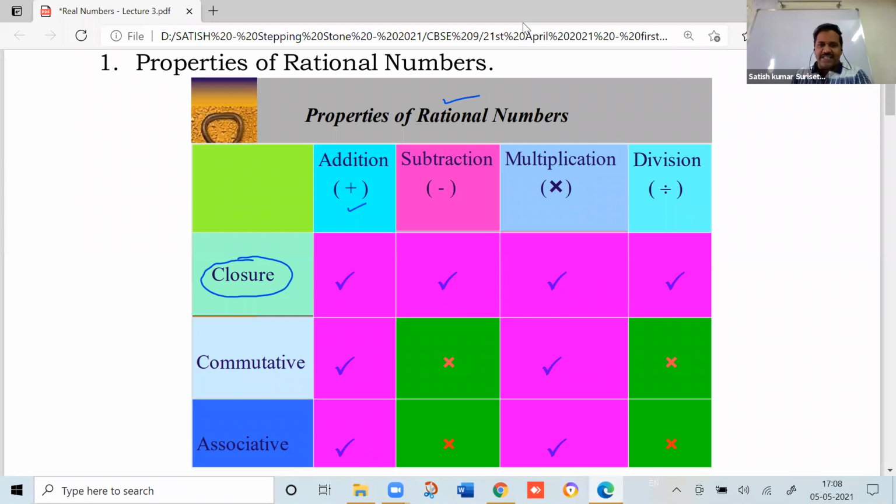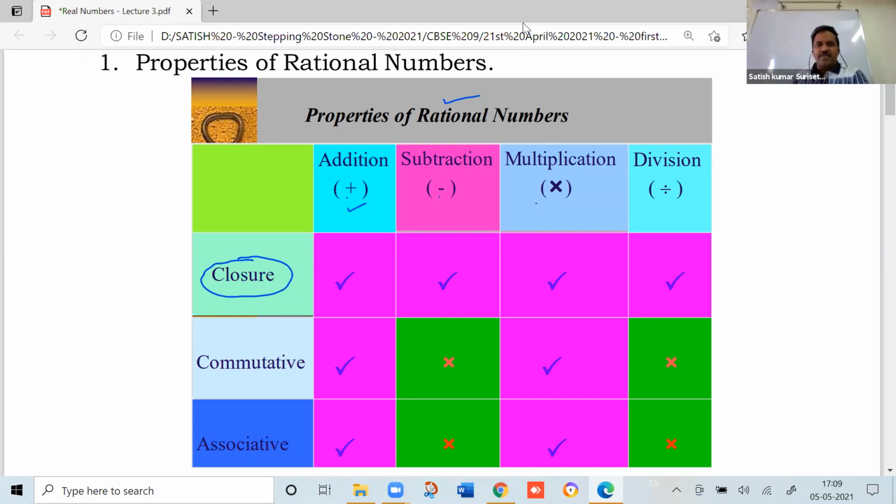Not only by adding any two rational numbers, if you subtract also, still you will get a rational number. That means rational numbers satisfy closure property with respect to subtraction. As well as multiplication: if you multiply any two rational numbers, you are going to get a rational number only. If you divide any two non-zero rational numbers, then also you will get a rational number. That's why rational numbers satisfy closure property with respect to addition, subtraction, multiplication and division.